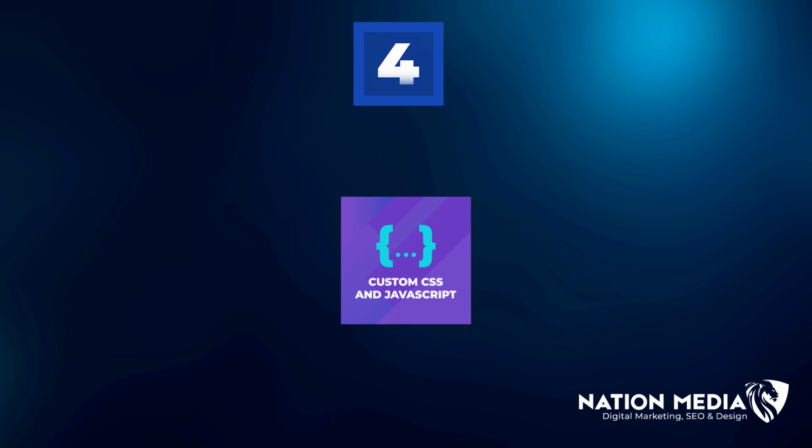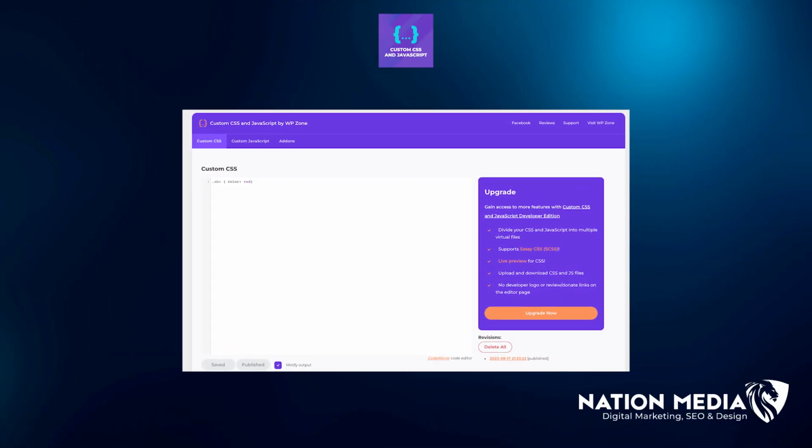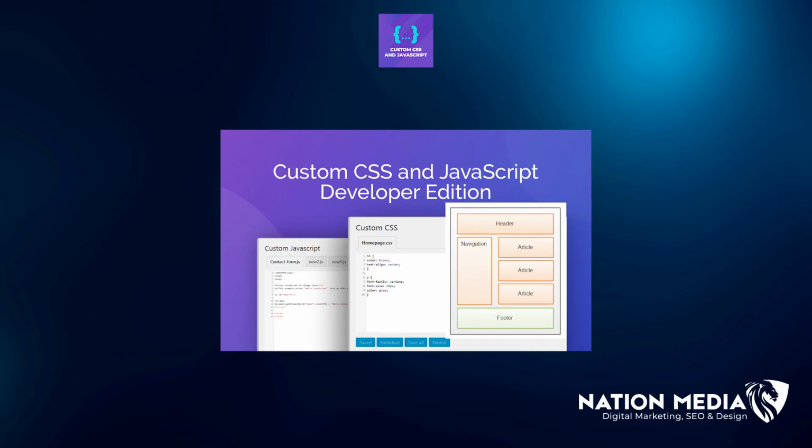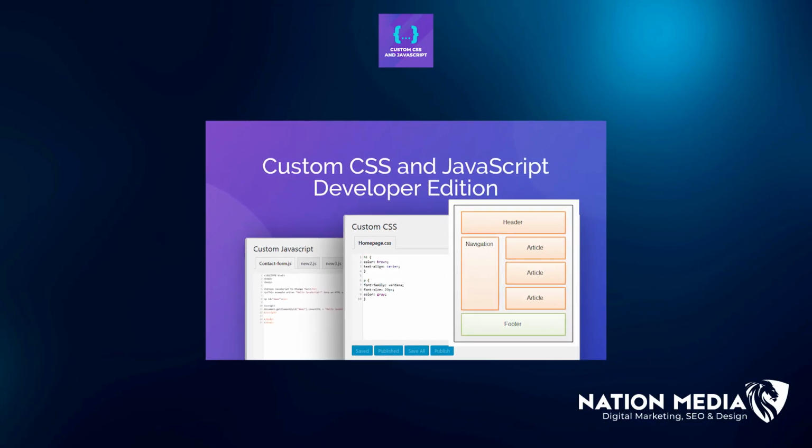Coming in at number 4 is Custom JavaScript in CSS Editor. This has a pro version, which is the one that I prefer, and this is a great plugin if you're needing to add a Google Analytics tracking script or any kind of tracking script to the head or anything to the body or the footer.